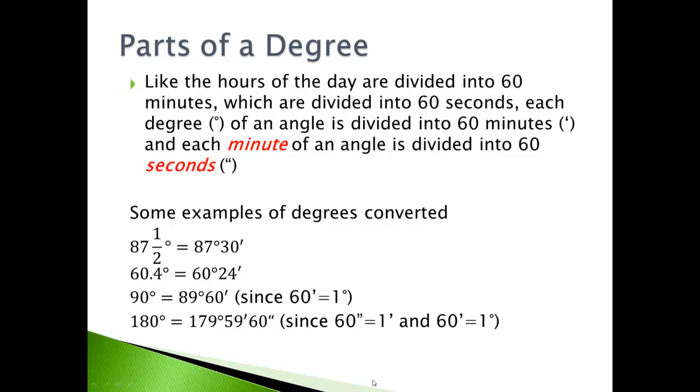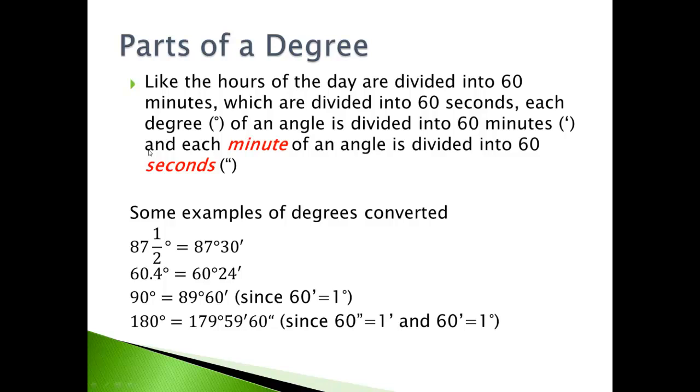Okay. Moving right along into degrees. I know we're moving kind of fast, but the good thing about these videos is you can pause it, you can take your notes, you're good. Okay, so like the hours of a day are divided into 60 minutes, which are then divided into 60 seconds.